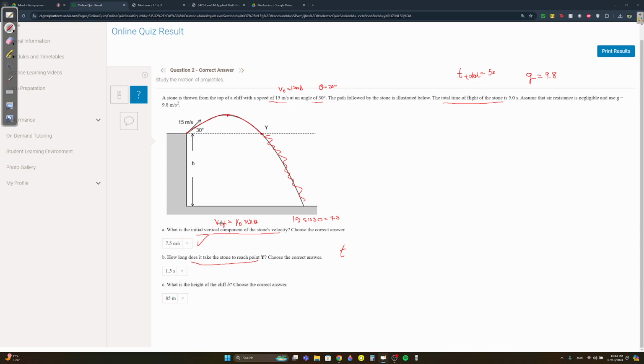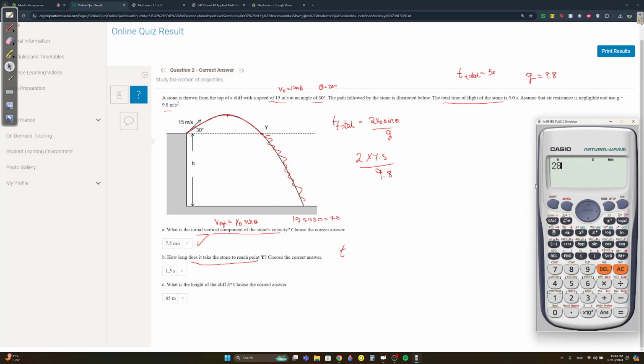Okay, so can we find the total time here? We know time total is equal to 2 v node sine theta over g. V node sine theta is v_y, which is 7.5, and g is 9.8. It's 2 times 7.5 divided by 9.8, 1.53. So approximately 1.5 seconds.